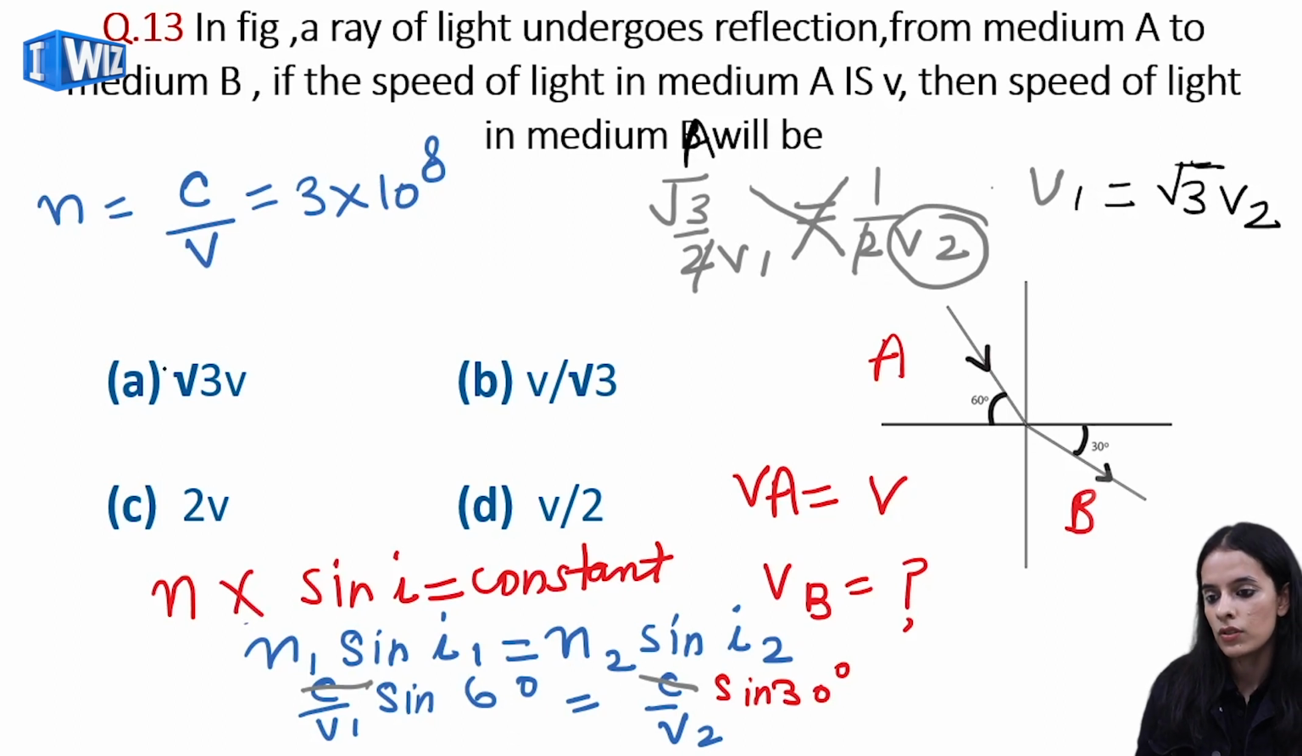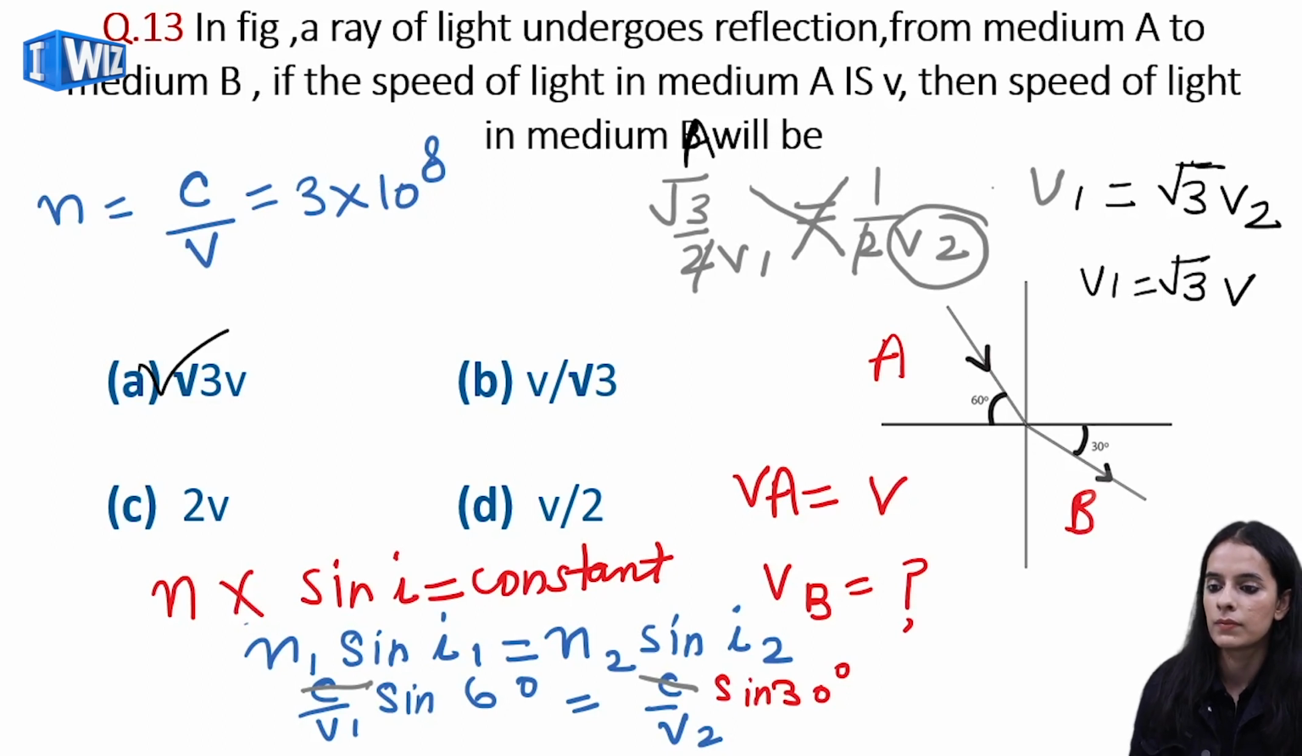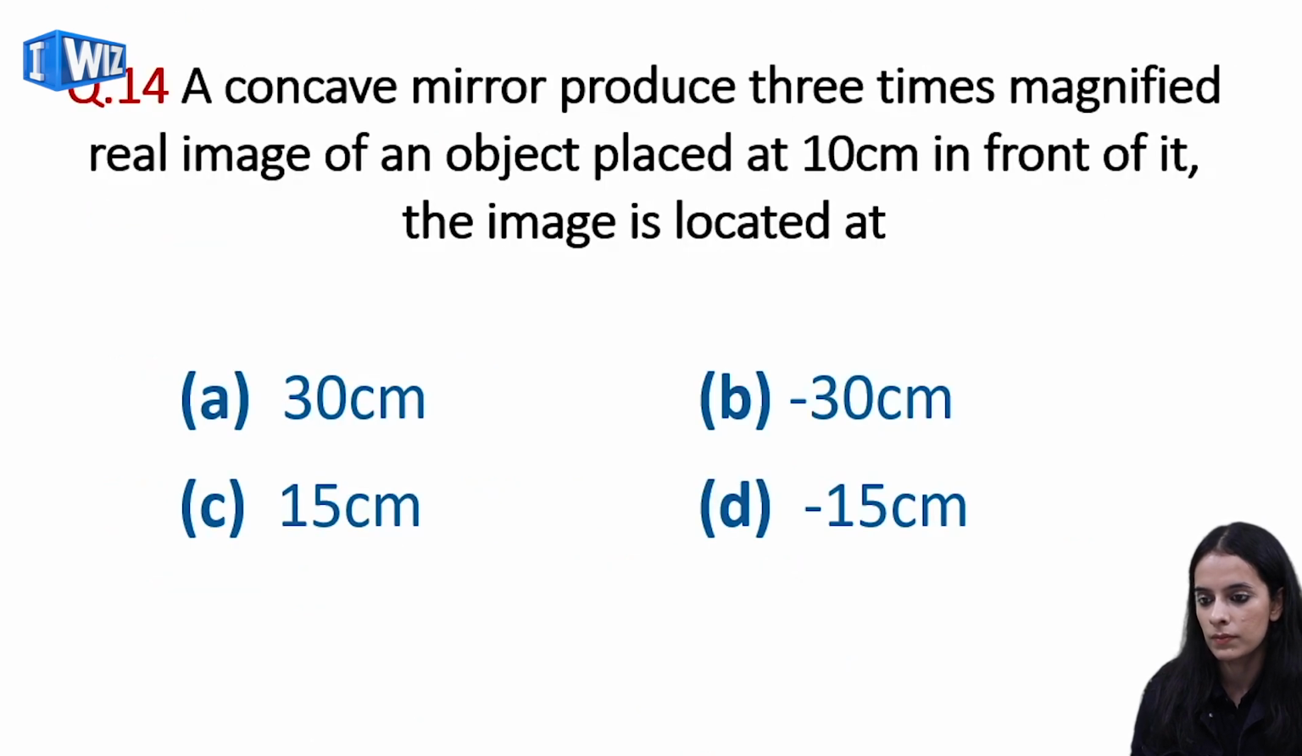So what's the right option? This one, root 3 V2. V2 is also equal to, let's say, V. Okay. So now come to the next one.